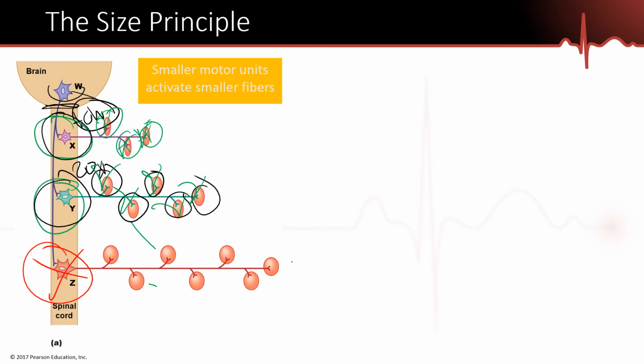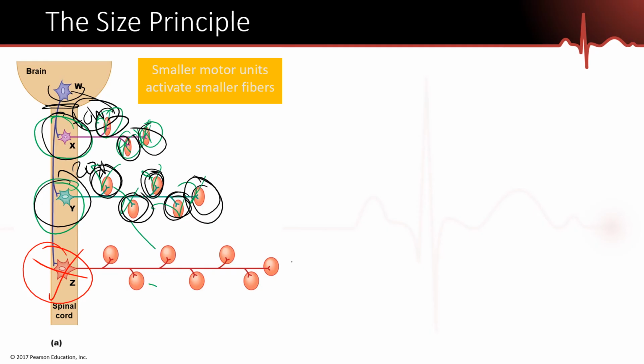You're recruiting alpha motor neuron X and alpha motor neuron Y this time. And what does that mean? It means more muscle fibers within your biceps muscle are going to contract because you've activated more alpha motor neurons that travel out to the biceps muscle. Right? You've gotten more alpha motor neurons to threshold by increasing the firing frequency of the primary motor cortex neuron.